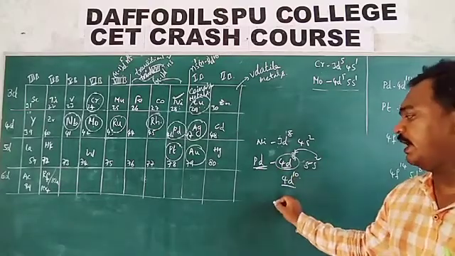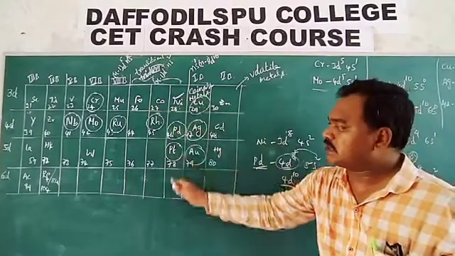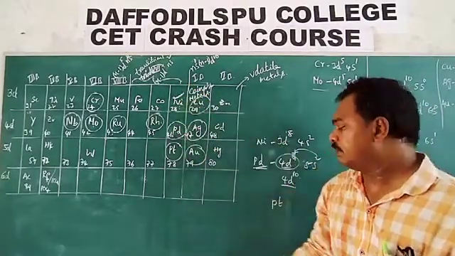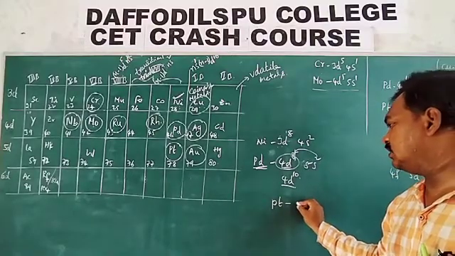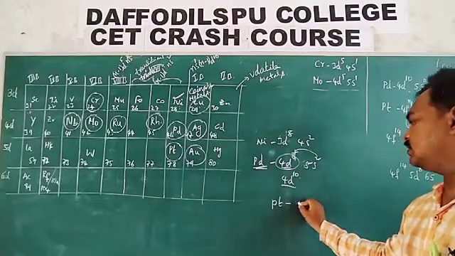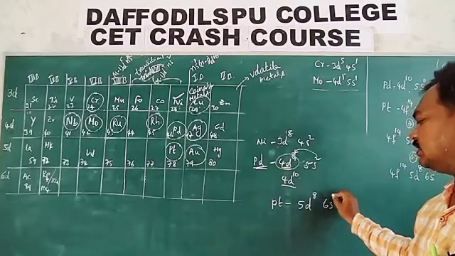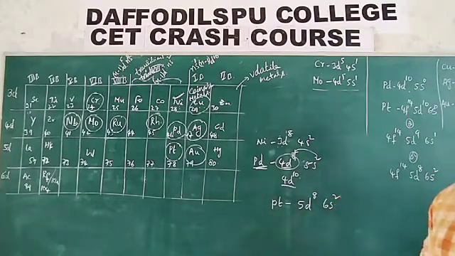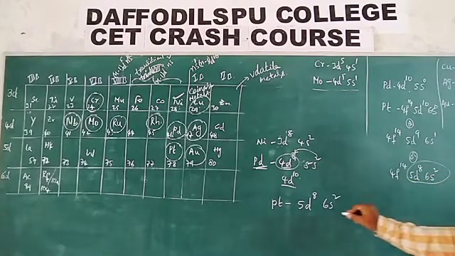Similarly, look at platinum. Platinum also belongs to the same group. So it must have the electronic configuration like this. Which series? This is 5D series. So 5D8, 6s2. Platinum has three electronic configurations. One is 5D8, 6s2.